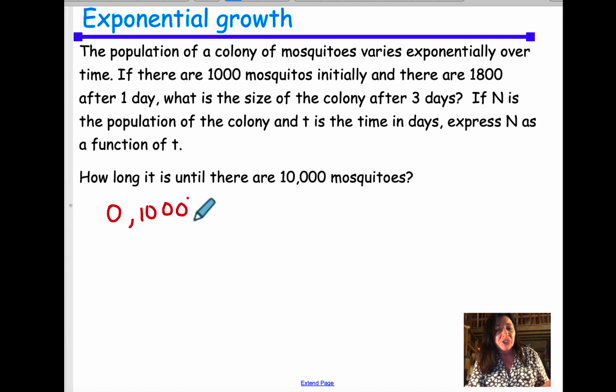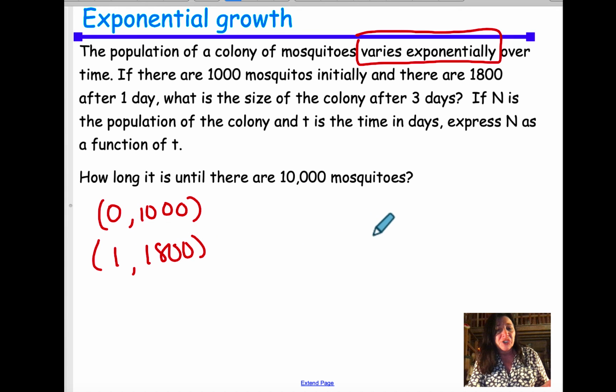That's one of my points, right? But unless I see that it varies exponentially, this could be my 2 points, right? After 3 days, there's 1,800 mosquitoes after 1 day, and I had started off with 0. So we know this is exponential, but remember, these are just points, right? If I don't say that this is varying exponentially, my 2 points, I could just make those into a line.